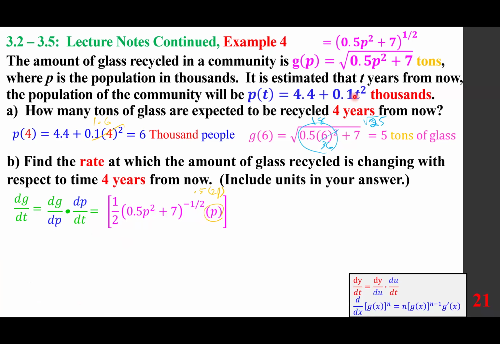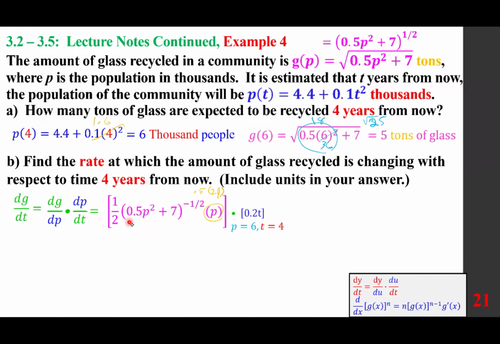What about dp/dt? Take the derivative of this expression with respect to t: 0.1 times 2t. 0.1 times 2t makes it what? 0.2t. Now, we have calculated p to be 6, when t is 4, p is 6, according to the previous step, and we are going to use them. Therefore, replace the p anywhere you see p with the number 6, and replace the t with 4 anywhere you see t in this expression.